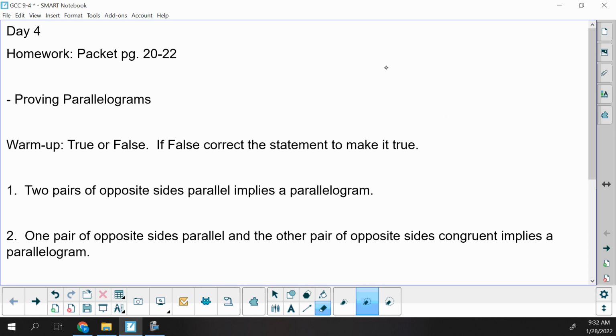All right, welcome to day 4. In our planners, we want to be writing day 4 down. Let's have your homework out from day 3 so you're ready to check it when we get there. And we also need our warm-up sheet out to try these 2 warm-up questions.